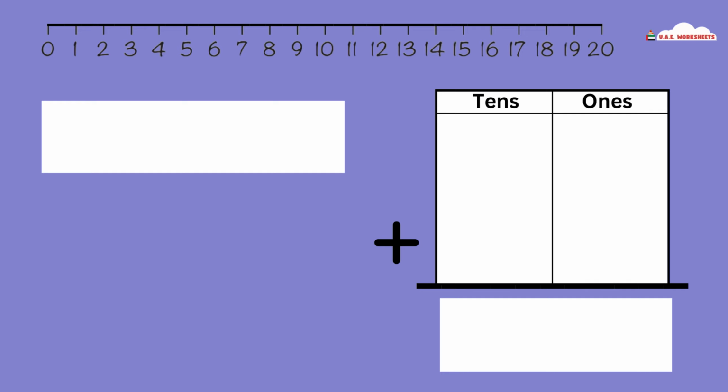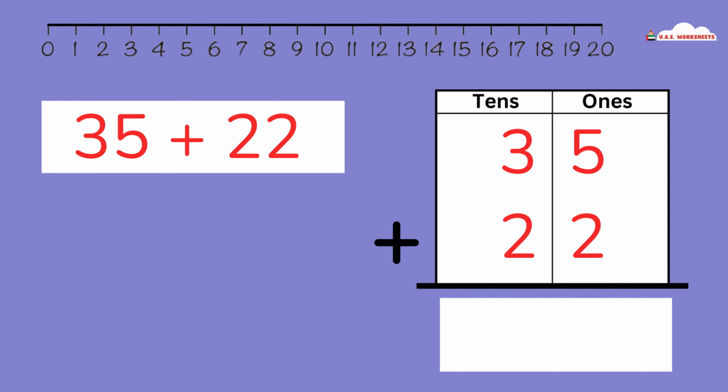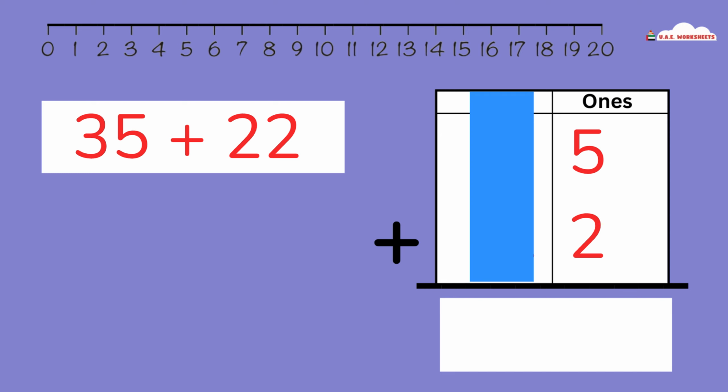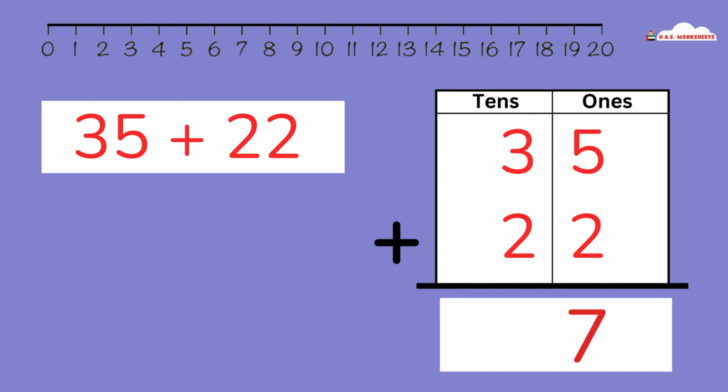Let's practice. Here we have 35 plus 22. First, look only at the ones column. Cover up the other side. In the ones column, we have 5 plus 2. 5 plus 2 equals 7. We will write our answer, 7, at the bottom, on the ones side.